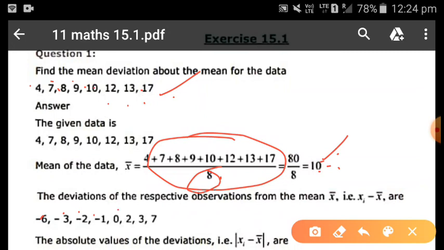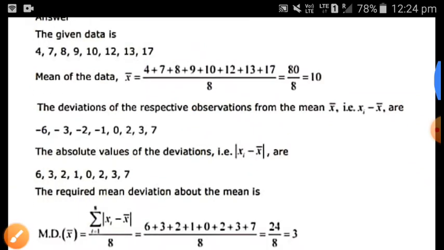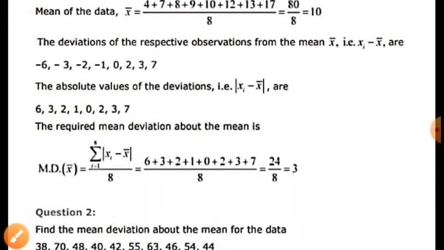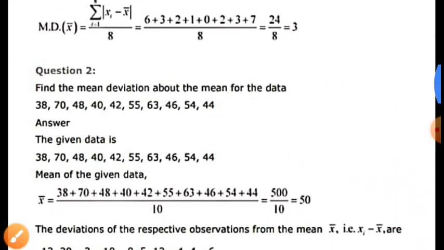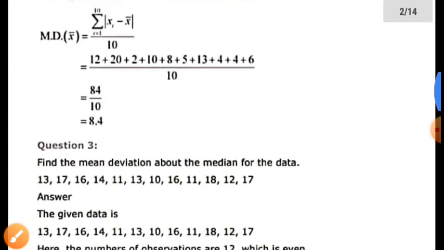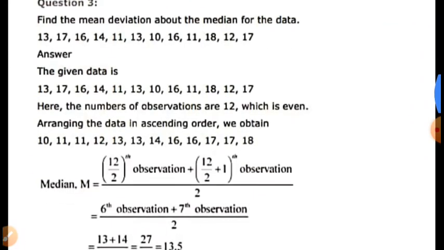Like that, if you subtract every observation, these are the deviations you will get, and their modulus, meaning absolute values, should be taken. Absolute values are without the negative sign. That should be added, and the number of observations is 8. 24 by 8 gives you 3. This is the way to find the mean deviation about the mean. The second problem is the same model problem. So let us go for the third one, mean deviation about the median.